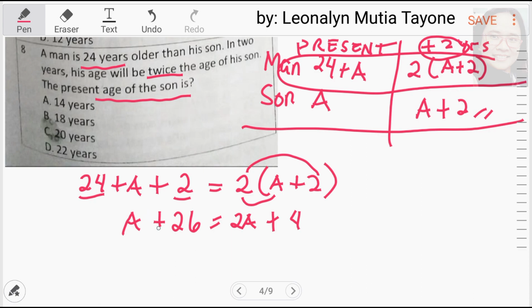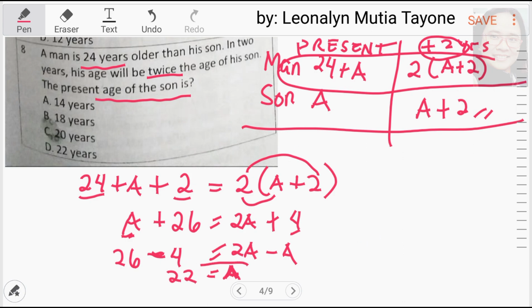Ngayon, ipagsama ulit natin ang mga like terms, i-transpose natin si 4 dito sa kabila. Since pang-add si 4 dito, pang-minus si 4 dito. 2A, ito naman si A naman, since add si A dyan, pag na-transpose sa kabila, magiging minus A. 2A minus isang A na lang. 26 minus 4, and that is 22.